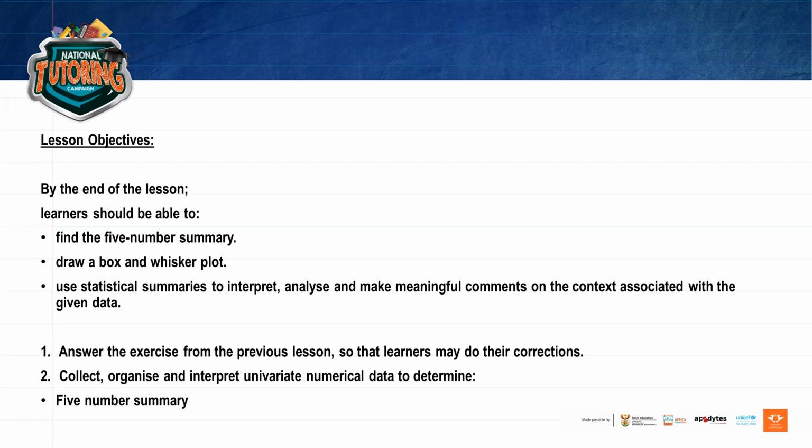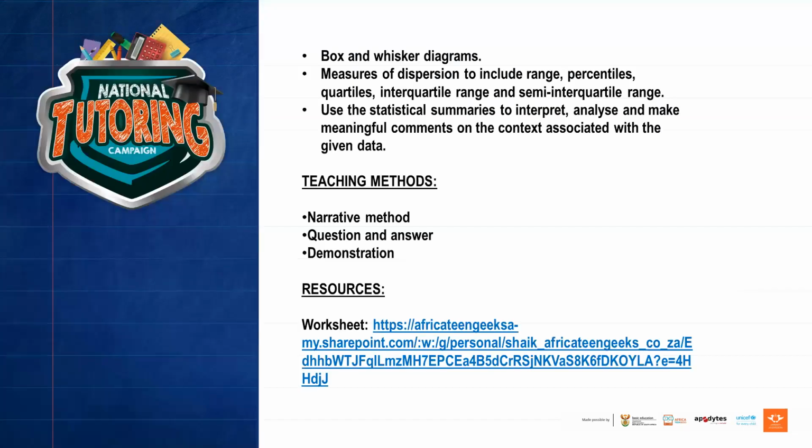Number 1, we're going to answer the exercise from the previous lesson so that learners may do their corrections. Number 2, you're going to collect, organize, and interpret univariate numerical data to determine the 5-number summary, the box and whisker diagrams, measures of dispersion to include range, percentiles, quartiles, interquartile range, and semi-interquartile range, as well as to use the statistical summaries to interpret, analyze, and make meaningful comments on the context associated with the given data.